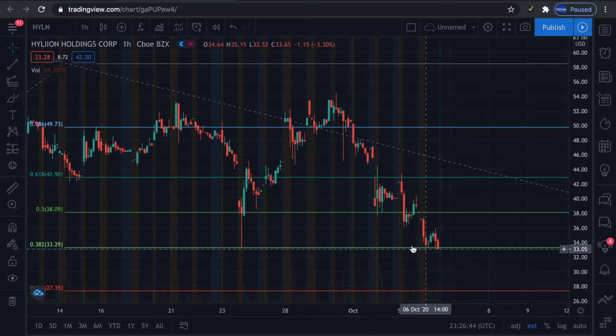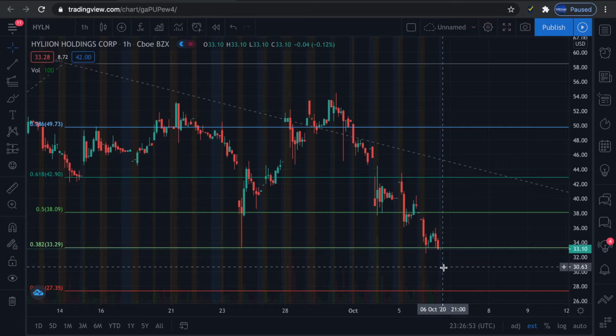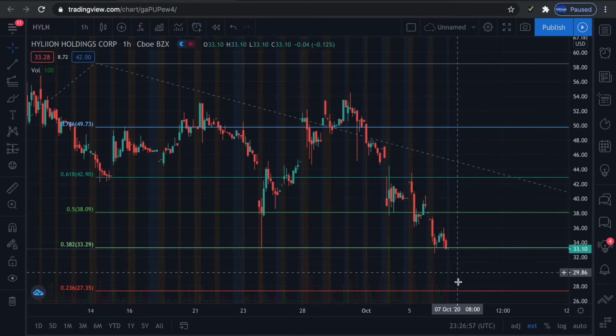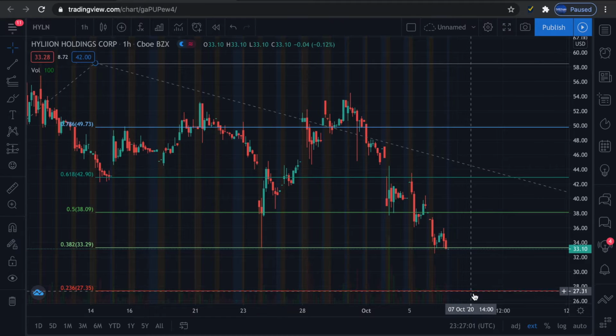So pretty much this stock has been continually bouncing on this level and then dropping below, bouncing, and right now it hasn't dropped below yet, but if it keeps going down, we can expect that the stock will bounce along the $27 price, which is extremely low.